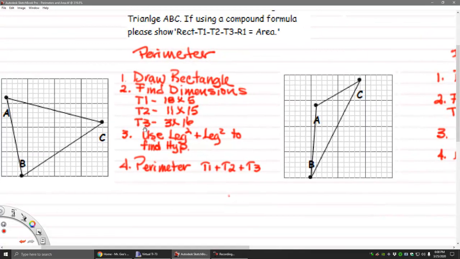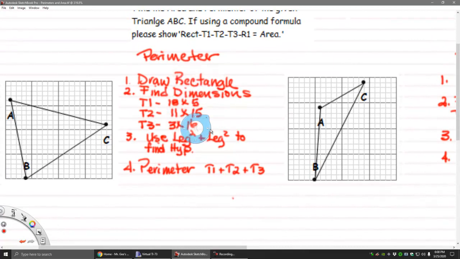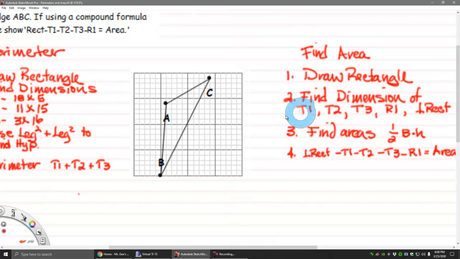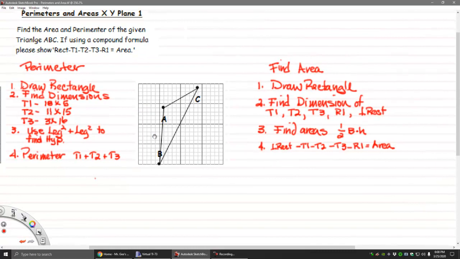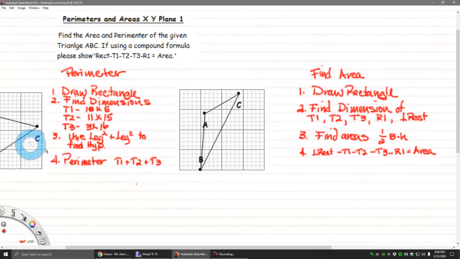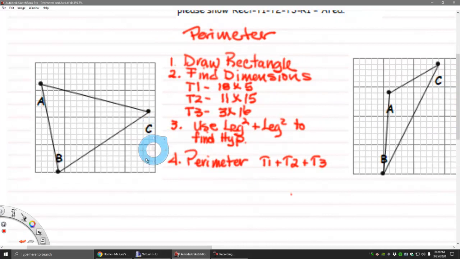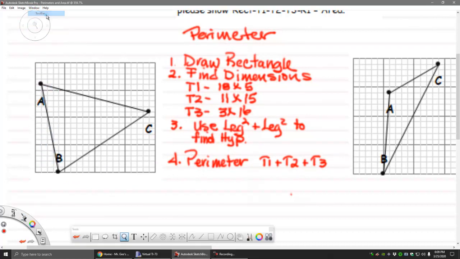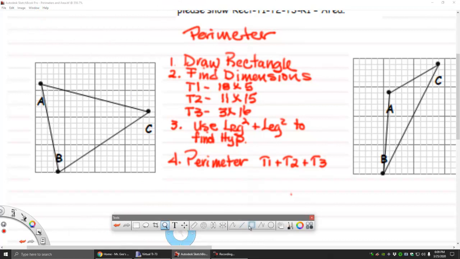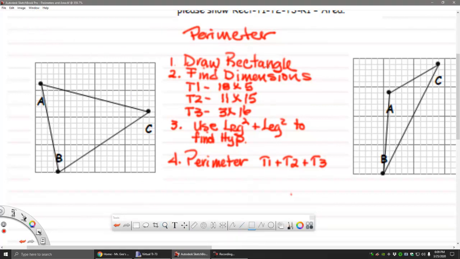and do something a little bit different to find the perimeter. So on this problem, we're going to find the perimeter, and on this one, we're going to find the area. But on your worksheet, you're supposed to do both on every problem. I'm just going to kind of split and conquer here and show you the ideas behind the two. On both types of problems, the first thing that you have to do is draw a rectangle around the triangle.